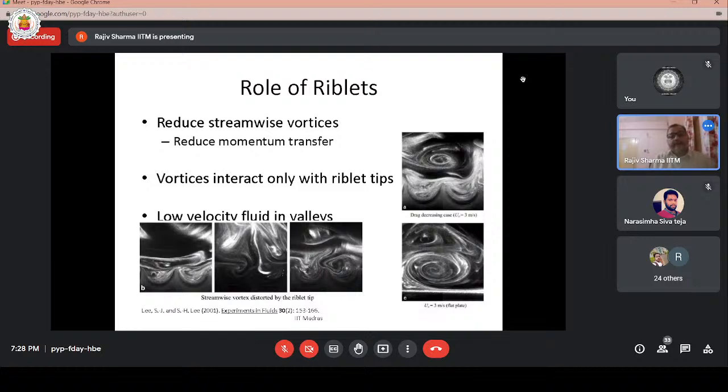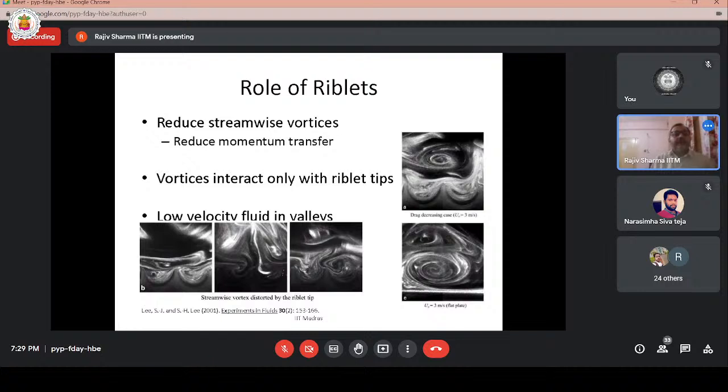Role of riblet, essentially what happens, and this is taken from the paper. In most of the slides, I have given the reference below so that people who want to follow it, they can follow it up later. So, what is the role of riblet? The first is pretty simple, that it alters the nature of flow. It is the first major flow control microstructure.